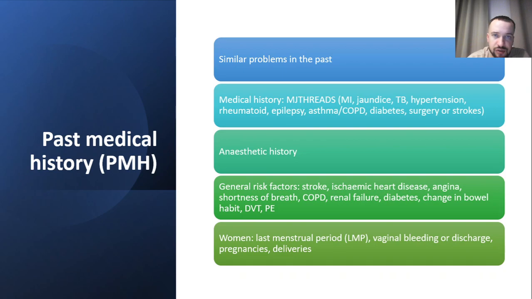Past medical history: similar problems in the past. Medical history like mechanical... Sorry, I forgot. I will remember it. About jaundice, hypertension, rheumatoid, epilepsy, asthma, diabetes, surgery, or strokes. Jaundice, TB, and MI. Forgot, guys.